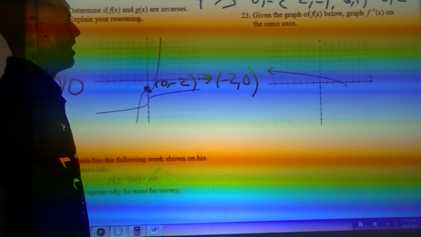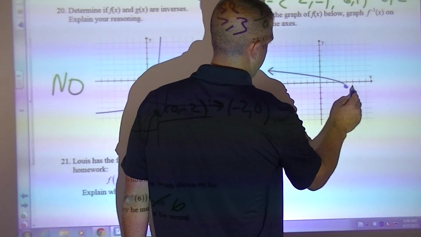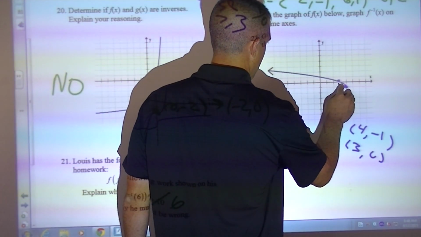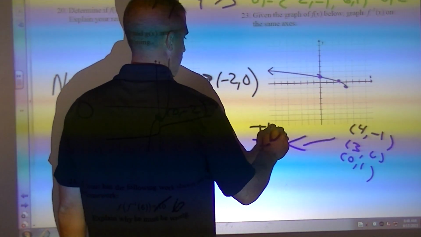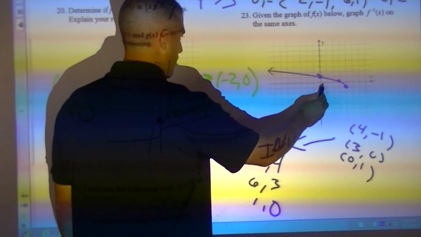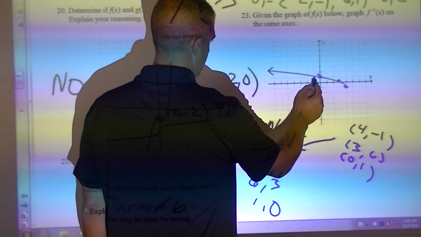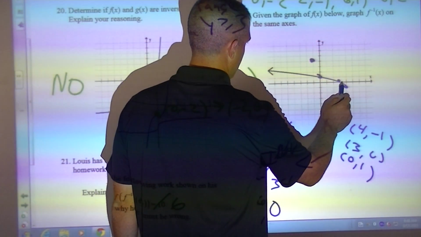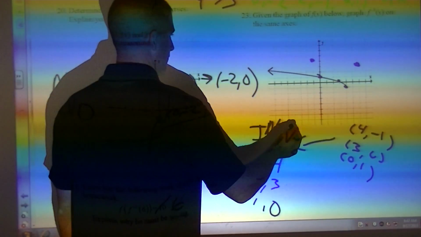Given the graph below, graph on the same axis once again. That point right there would be 4, negative 1. That would be 3, 0. This point here would be 0, 1. So I'm going to use these. The inverse would be negative 1, 4, 6, 3, 1, 0.